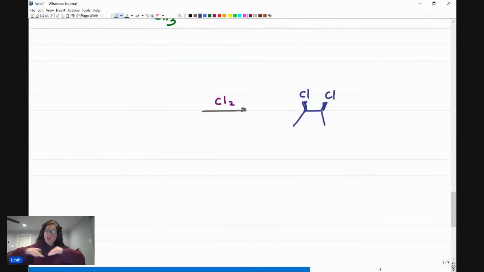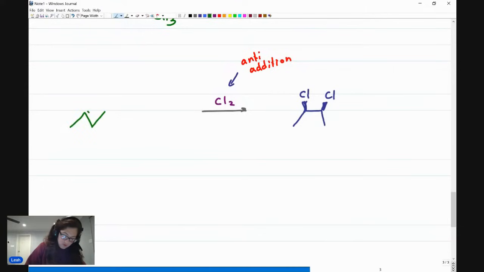Well, those 2 chlorines will add to a pi bond. But I can't just start drawing any pi bond because the stereochemistry here is very specific. And with this stereochemistry, knowing that this is going to do an anti-addition, not anti-Markovnikov, anti in that 1 chlorine adds above the pi bond and 1 adds below, my question to you is, am I going to start with a trans alkene or am I starting with a cis alkene? And this is not something I want you to guess. This is something that you really have to know.